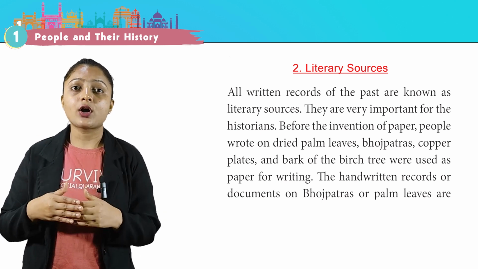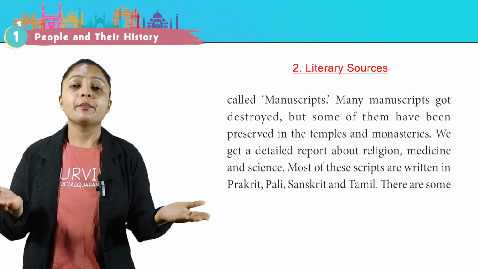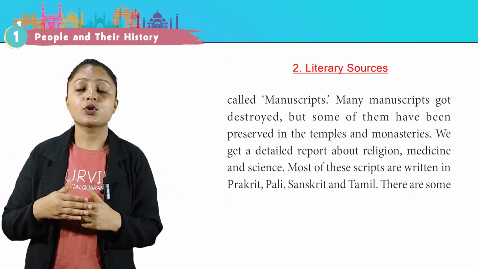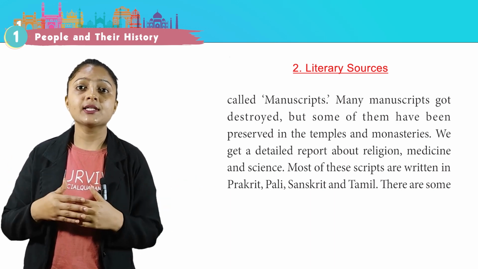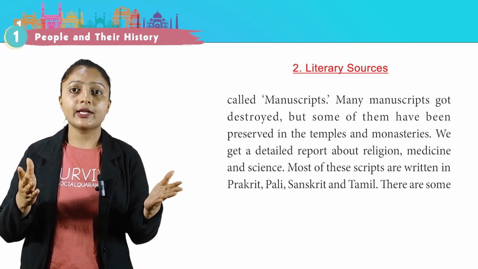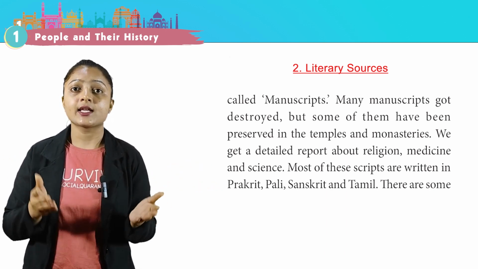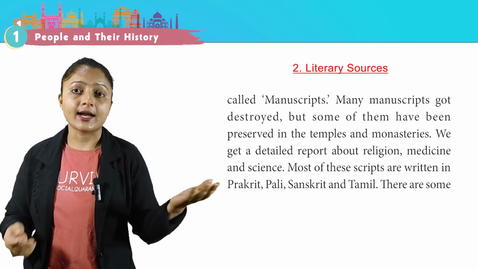The handwritten records or documents on bhojpatras or palm leaves are called manuscripts. Many manuscripts got destroyed, but some of them have been preserved in the temples and monasteries. We get a detailed report about religion, medicine, and science. Most of these scripts are written in Prakrit, Pali, Sanskrit, and Tamil.